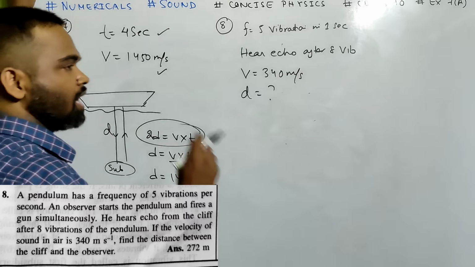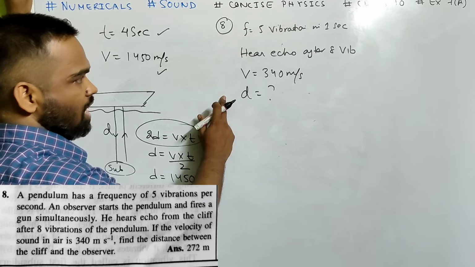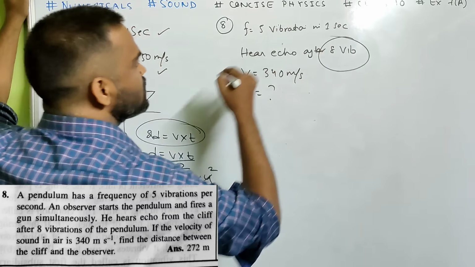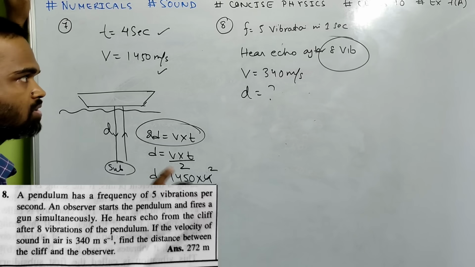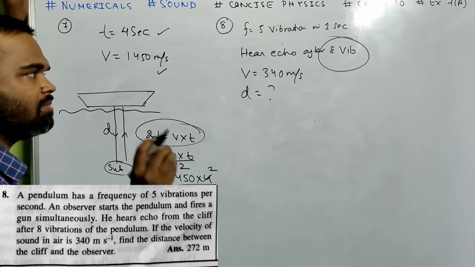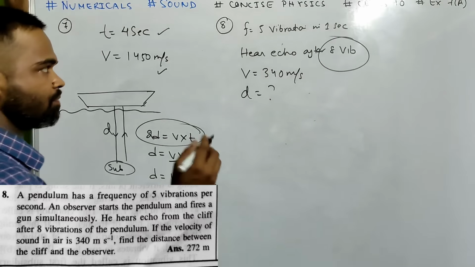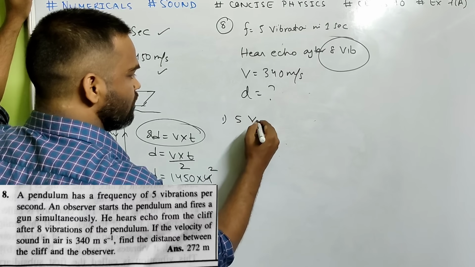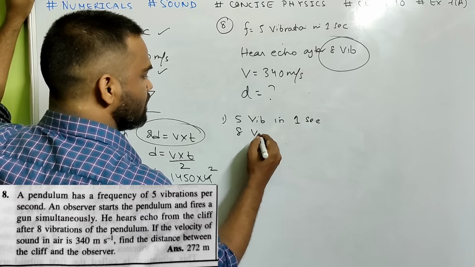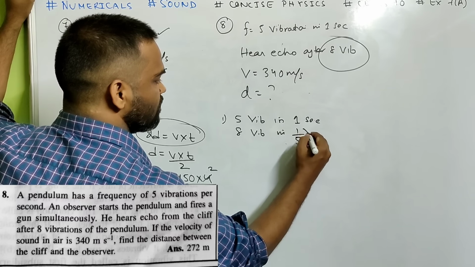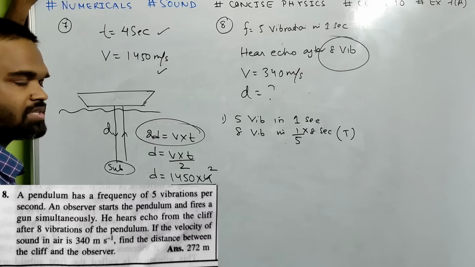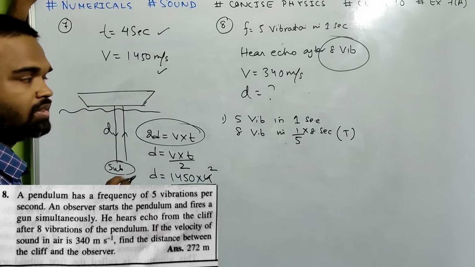Time to hear the sound will be equal to the time in which 8 vibrations take place, isn't it? Because the pendulum completes 8 vibrations and then you hear the sound. So how much time is taken to complete 8 vibrations? See, 5 vibrations in 1 second. So 8 vibrations, I can write directly 1 by 5 multiplied by 8 seconds, and this is your time. This much time it takes to hear an echo in this case.